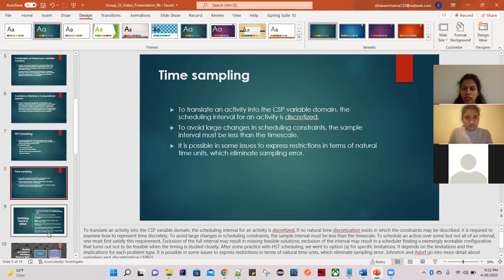Coming to time sampling, to translate any activity into a CSP variable domain, the scheduling interval for an activity is discretized. If no natural time discretization exists, then it is required to examine how to represent time discretely. After some practice with HST scheduling, there are certain options which will limit these constraints. It all depends upon the limitations and the implications for each problem type. The rest of the part will be continued by Priyanka.